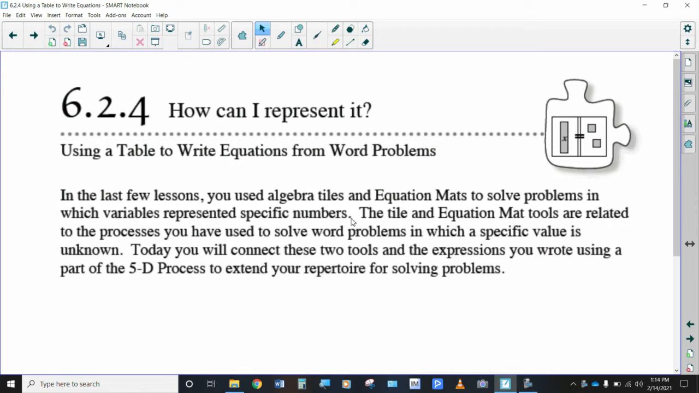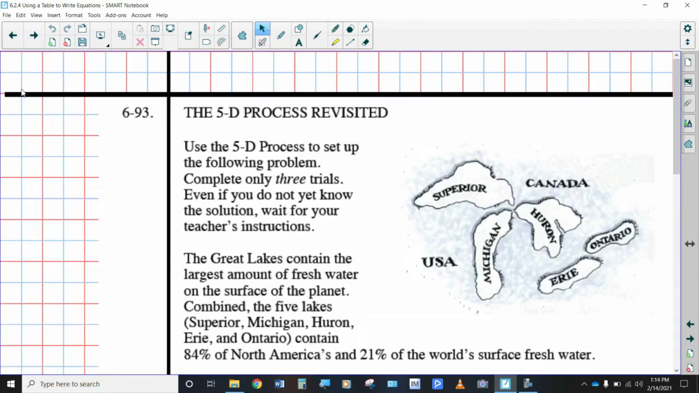So we've already kind of done this already. Back in chapter 5, I sort of showed you a preview of what we're going to do in this lesson, but this is the official lesson where we solve algebraically instead of using the guess and check process when solving word problems. Okay, so here's the first problem.